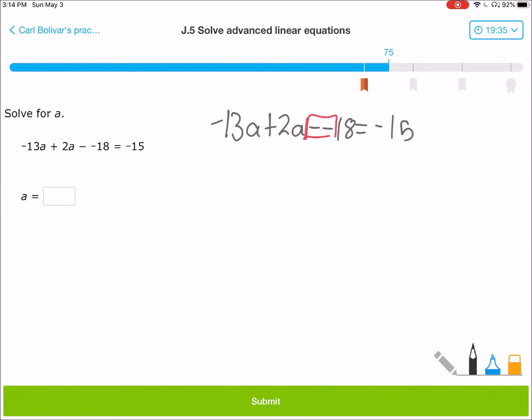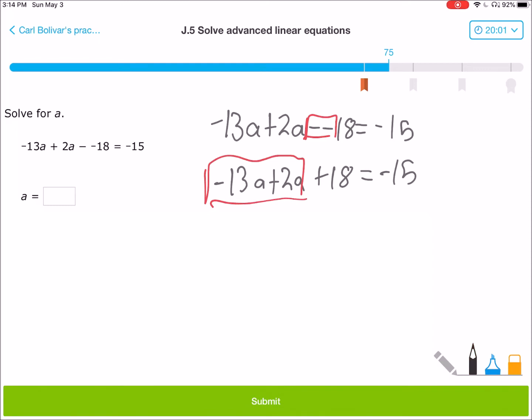And then I'm going to write it out. Negative 13a plus 2a, plus and plus, or minus and minus multiplied by each other is a positive. So plus 18 is equal to negative 15. Alright, so what I'm going to do next is simplify these two terms. That would give me negative 11a plus 18 is equal to negative 15.